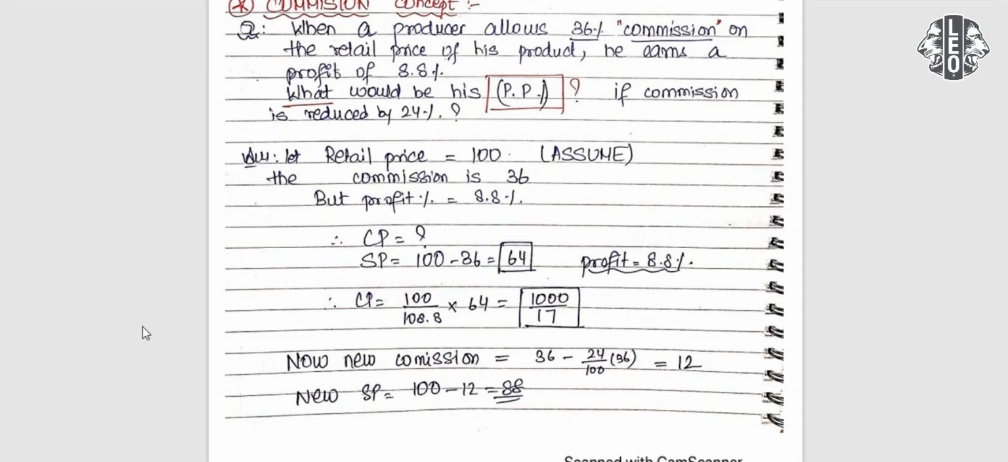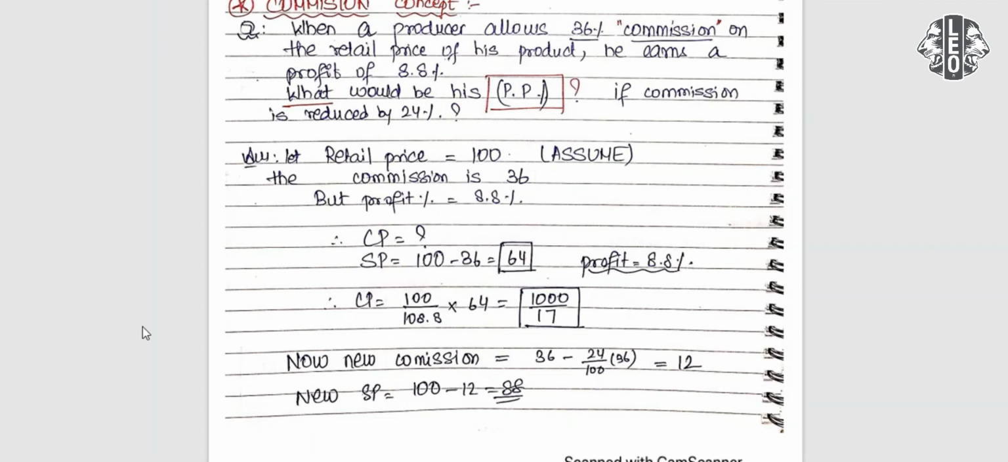Now what is the profit percentage? Profit percentage is 8.8%, so you should be noting that. Now apply the profit percentage formula. Profit percentage is (SP minus CP) divided by cost price into 100, and do all the computations. You get the cost price to be 1000 by 17.